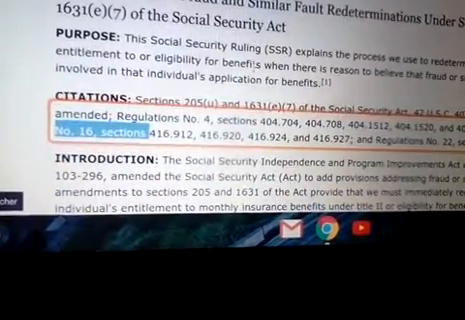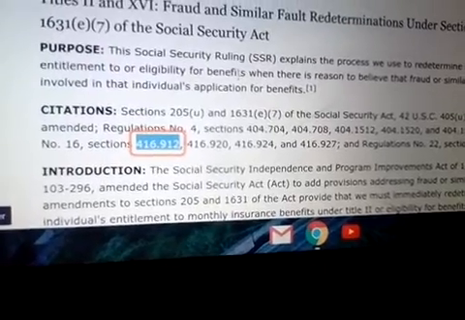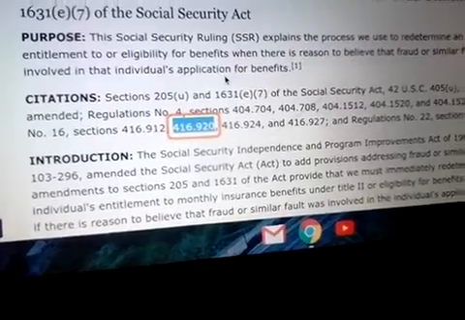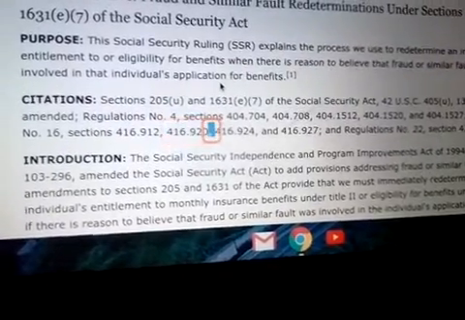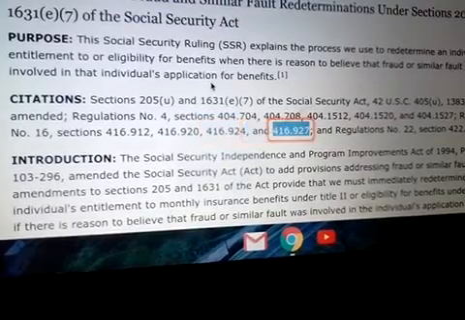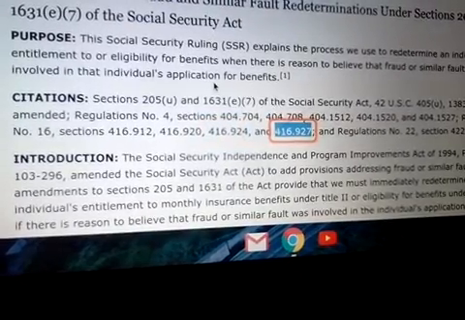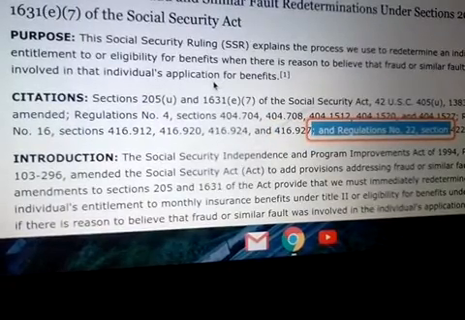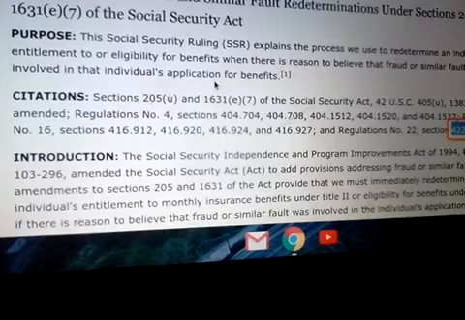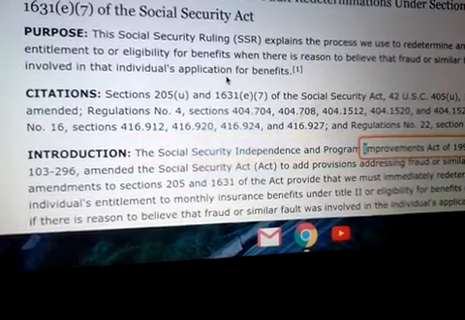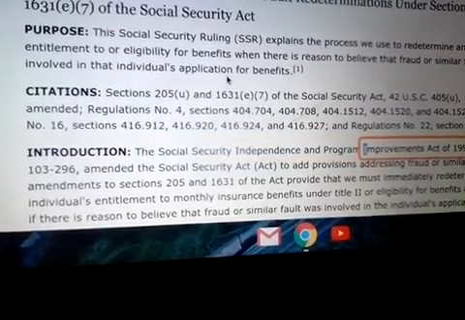Regulations No. 16, Sections 416.912, 416.920, 416.924, and 416.927; and Regulations No. 22, Section 422.130(b). Introduction. The Social Security Independence and Program Improvements Act of 1994, Public Law.